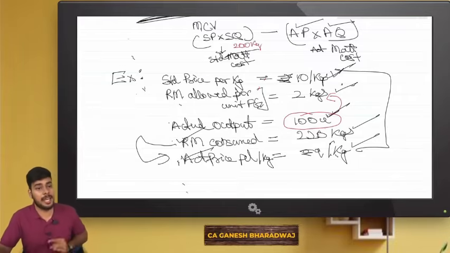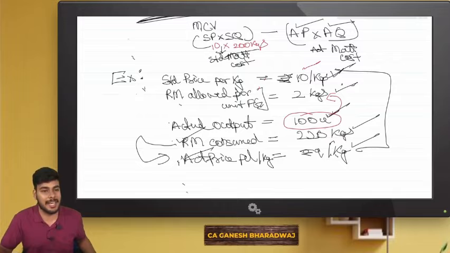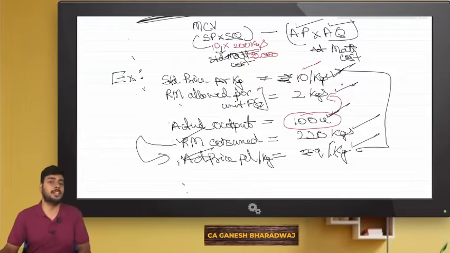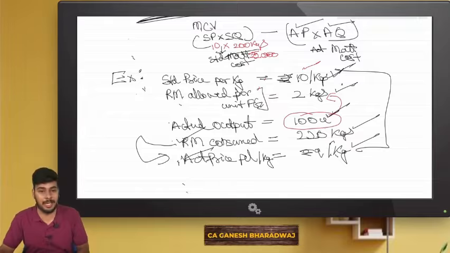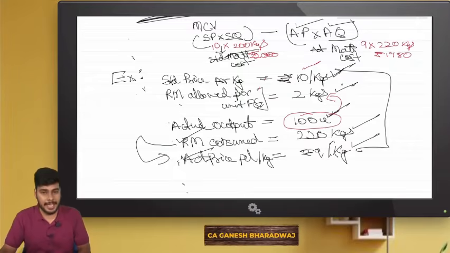And each of these 200 kgs, I should have purchased at what rate? 10. So 10 into 200, 2000 rupees is the standard cost allowed. But the actual cost that I have incurred is 9 rupees into 220 kgs. How much is this? 1980. So I should have incurred 2000. I have only incurred 1980. So 20 rupees is what? Adverse or favorable? I have incurred a lesser cost.